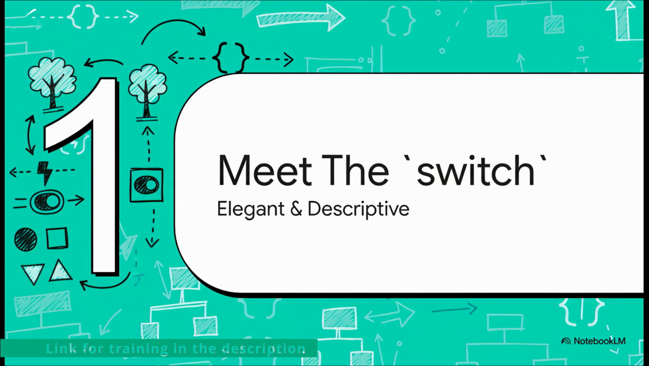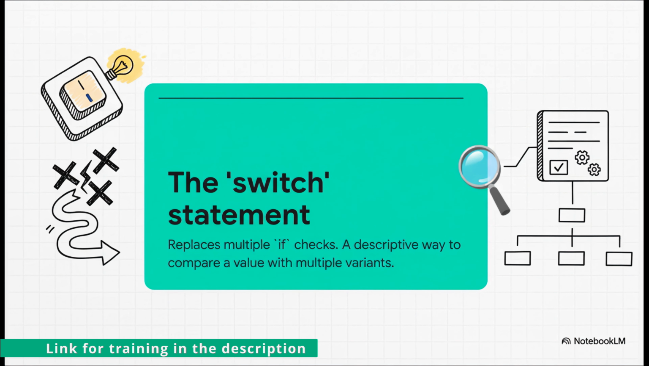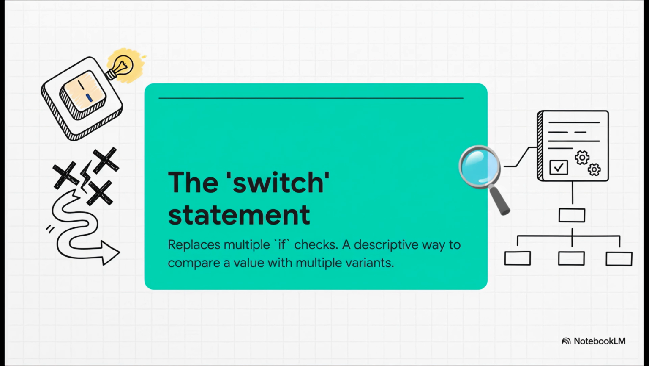It is purpose-built for this exact scenario, when you have one single value that you need to check against a whole list of possibilities. The big idea here is really simple. A switch statement just gives you a cleaner and more descriptive way to handle those multiple options. Instead of that long list of if checks, you get this really neat structured block of code that tells you exactly what it's doing at a single glance.